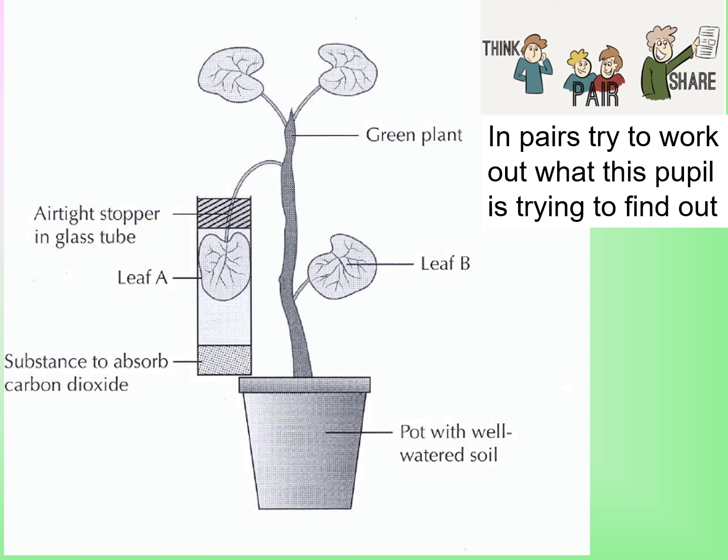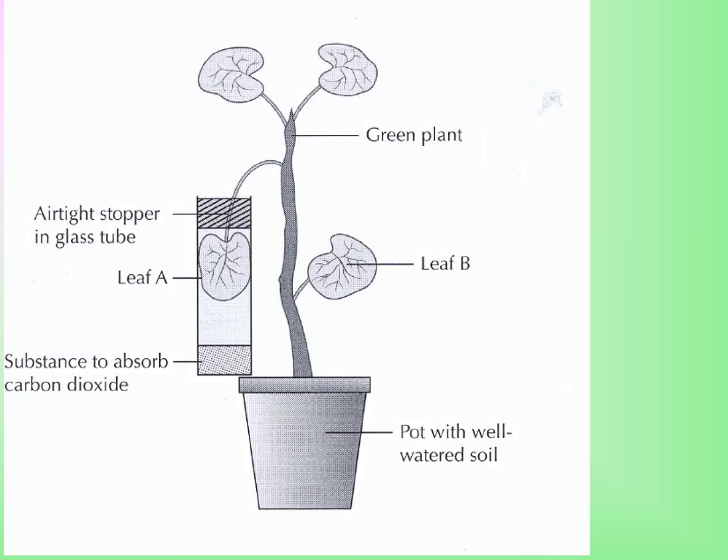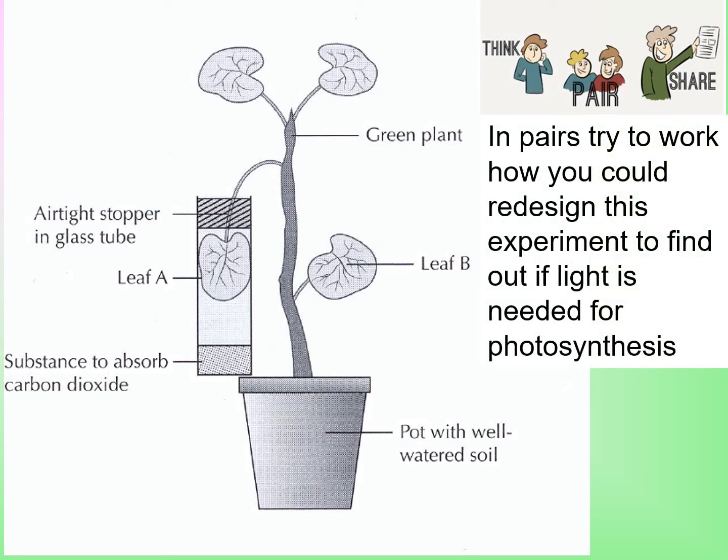What are they trying to prove? What are they trying to investigate? So if you look at leaf A, we've got leaf A in an airtight glass tube, and it's including a substance which absorbs carbon dioxide. So if you're absorbing carbon dioxide, you're removing it. So leaf A will not be receiving any carbon dioxide. So what is this pupil trying to find out? Is carbon dioxide required for photosynthesis?